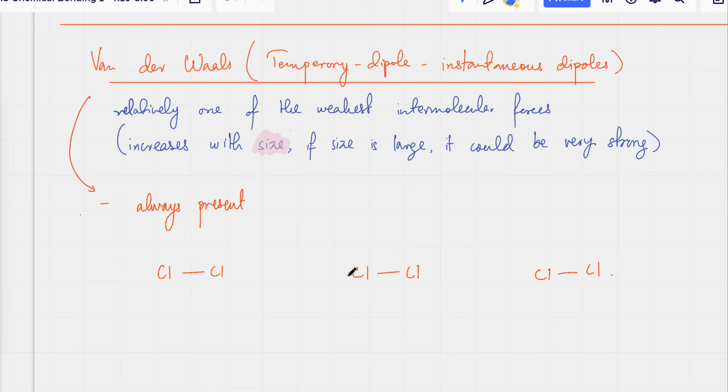So why do they attract each other? I mean, it's completely non-polar. No positive or negative charge on this, no positive or negative charge on this. So theoretically speaking, these molecules should not attract each other at all. This molecule should not attract this one. This should not attract this one.